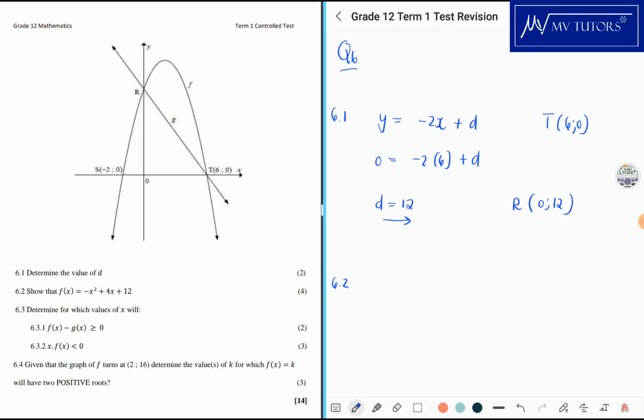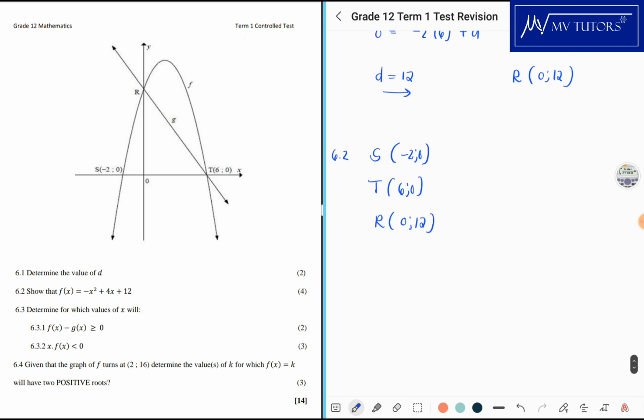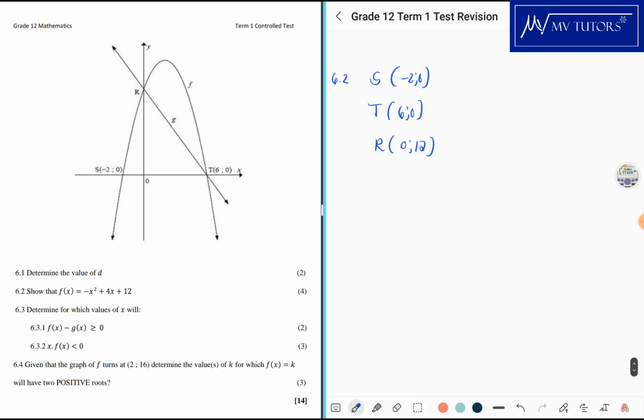Show that the equation now is equal to negative x squared plus 4x plus 12. We have been given all the intercepts now. Okay, we have S, right? That is minus 2 and 0. We have T, that is 6 and 0. And we have R, the y-intercept, which is 0 and 12. And if you've ever looked at our video on functions, particularly the quadratic function, you'll know what to do when you have all the intercepts.